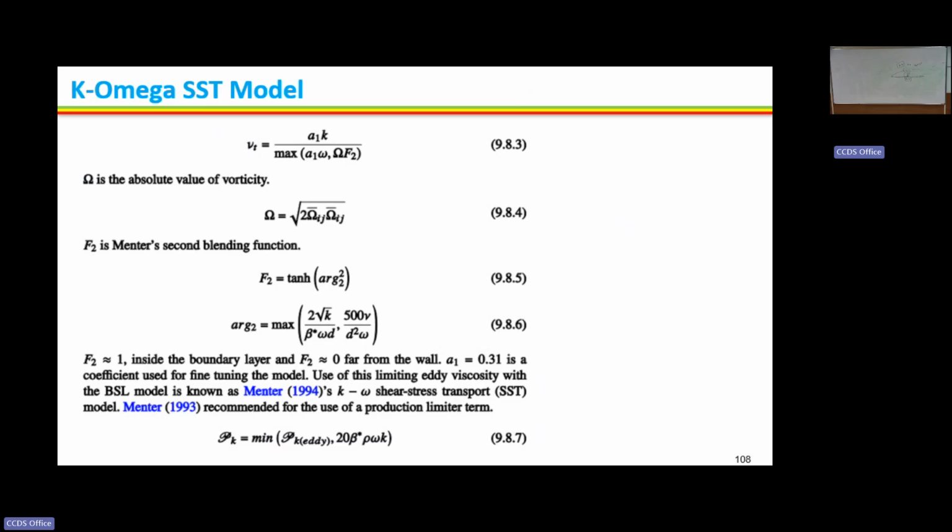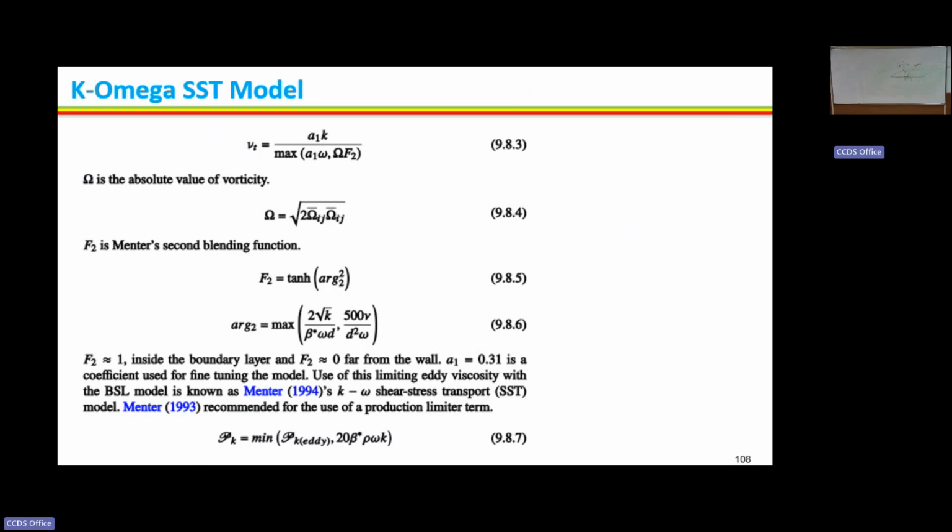What does this F2 look like? It is again the tanh function of argument 2, and argument 2 looks like this. Clear? So from his 93 paper to 94 paper, what did he change? He changed how the eddy viscosity is calculated, and also he limited the production. He found the production is excessive. There is some false production kind of thing. To limit that, he limited the production.